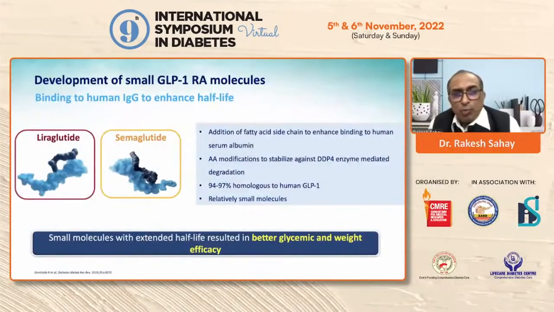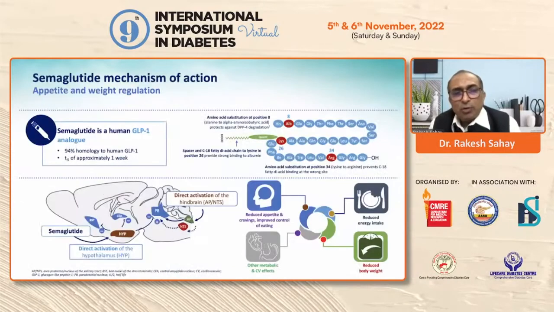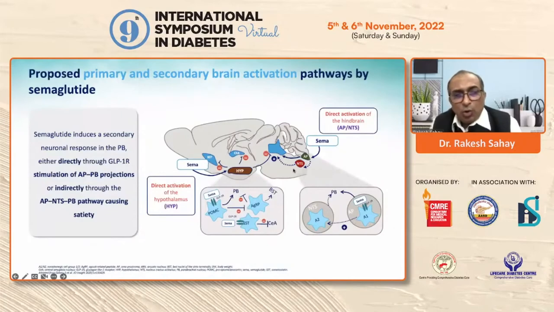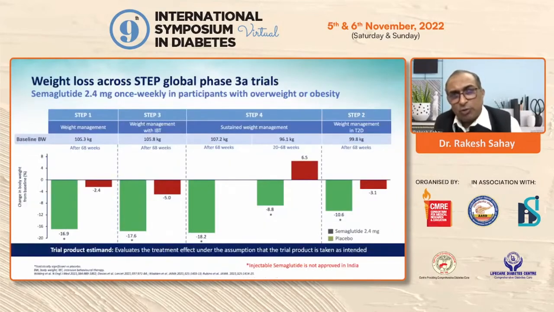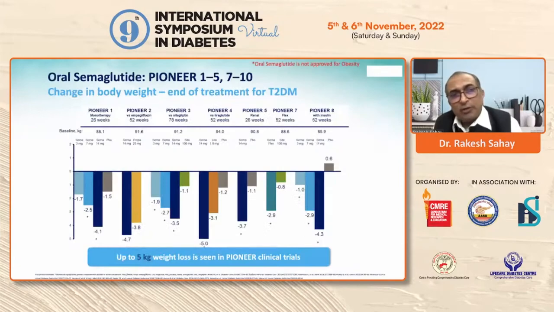reduction. Both liraglutide and semaglutide have shown these benefits because of their effects on the hypothalamic centers, probably because of being small molecules crossing the blood brain barrier and having direct effects on central appetite regulation. They have clearly shown in the phase 3 programs clear benefits in terms of weight reduction, which is probably contributing significantly beyond the glycemic benefit towards the cardiovascular benefits that we have seen.